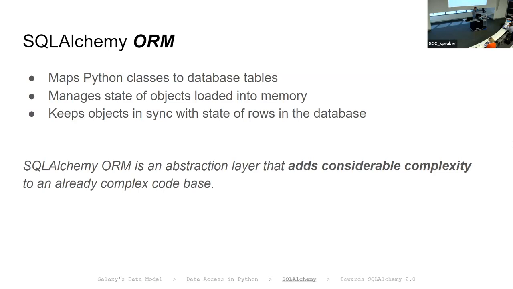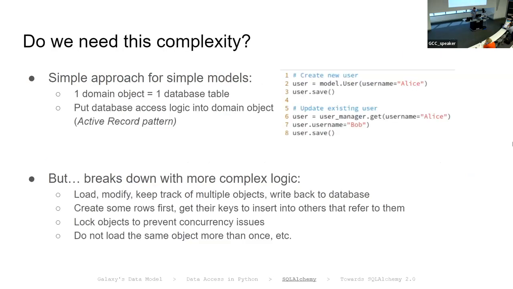So essentially, it's yet another abstraction layer. As you know, in computer science, everything can be solved with yet another abstraction layer. And it adds considerable extra complexity to a code base which is already non-trivial. Why do we need this? Can't we keep it simple? If you think back two or three decades ago, in those days of object-oriented programming, when big applications were beginning to talk to relational databases, everything was dirt simple.